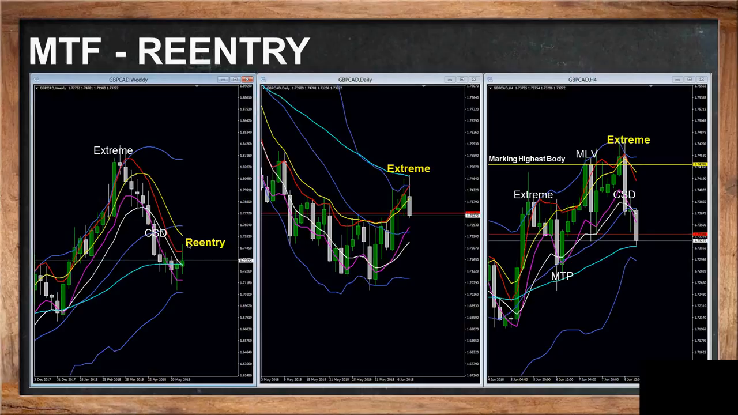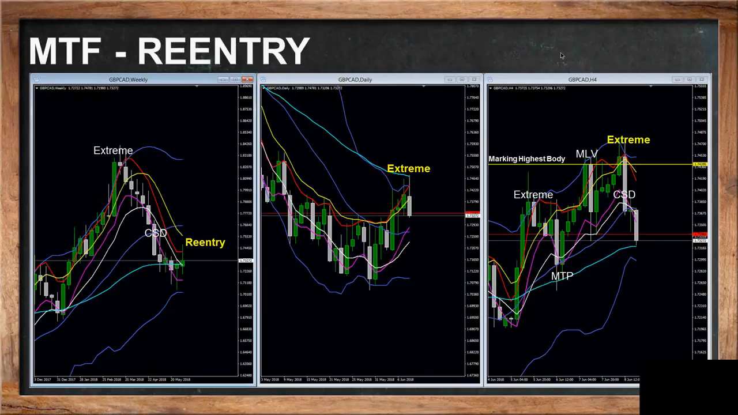So if it's re-entry sell in weekly, then daily must have an extreme sell. All right. So in H4, we need to be able to have at least an extreme or an MLV. So on these two. If you have three time frames pointing to the same direction, then it is much easier and much safer for us to enter the re-entry. Okay. So this is what we need to really understand on the basics of the re-entry.